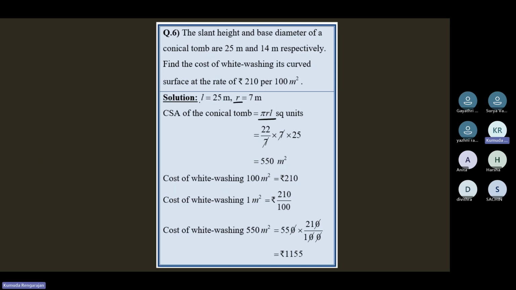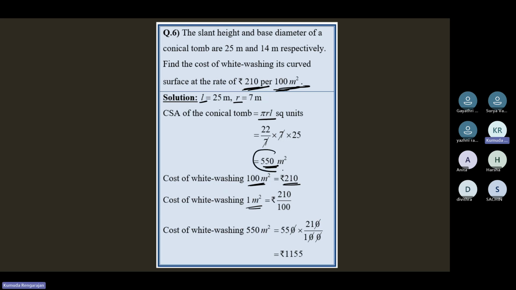The values of R and L are given to you, and that is 550. What's the cost of whitewashing? For 100 meters square, it is 210 rupees. So 1 meter square will be 210 by 100.